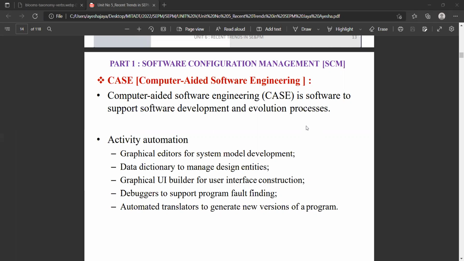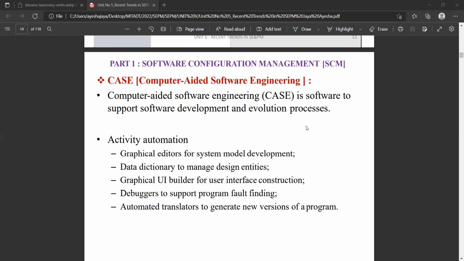So in database design, the data which stores metadata is called data dictionary. So you will require that also for your automation design. Then you require a UI builder. UI is the interface with which the client is going to interact with your system.